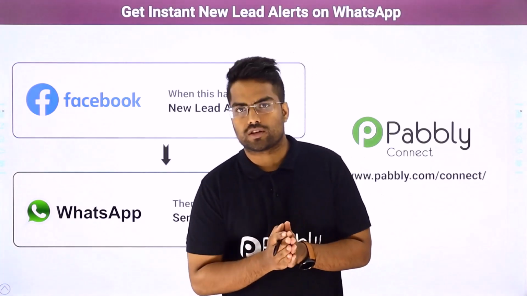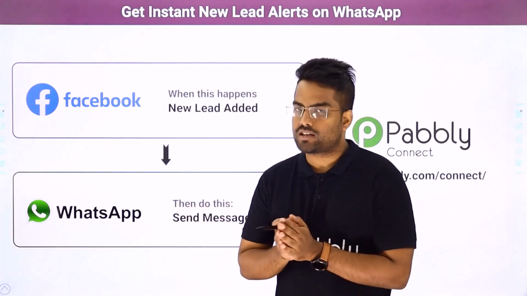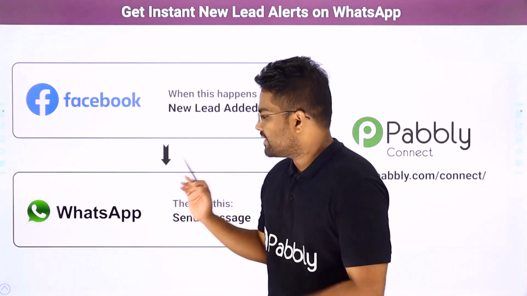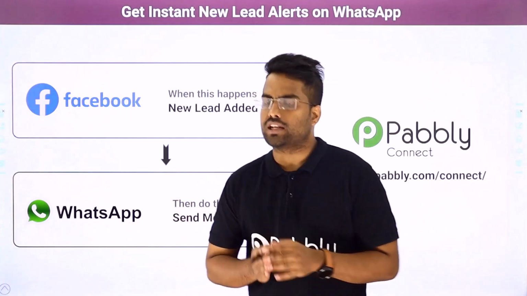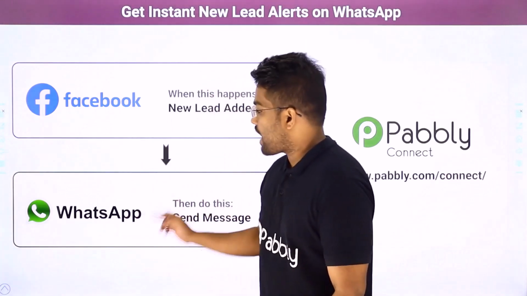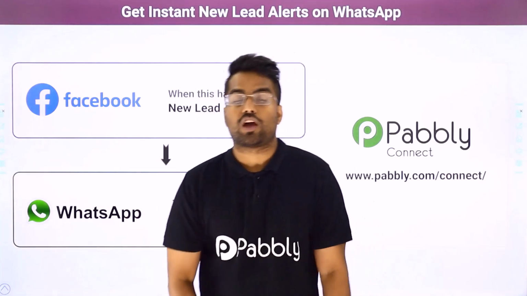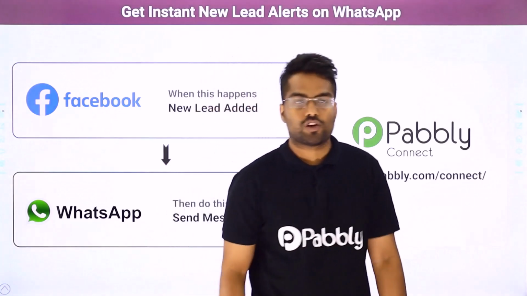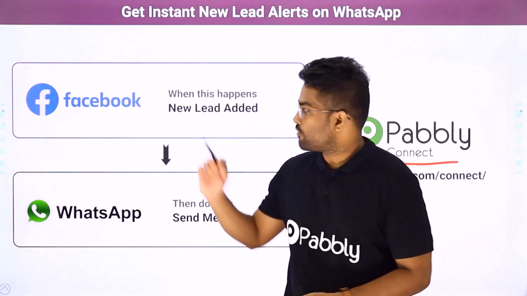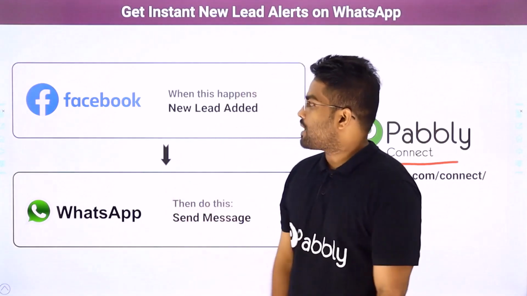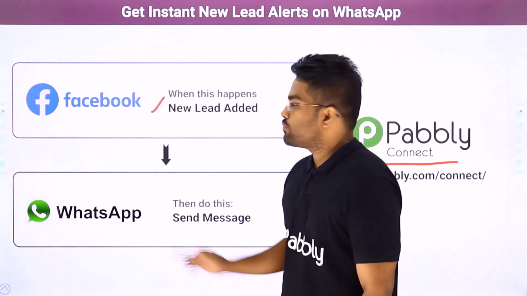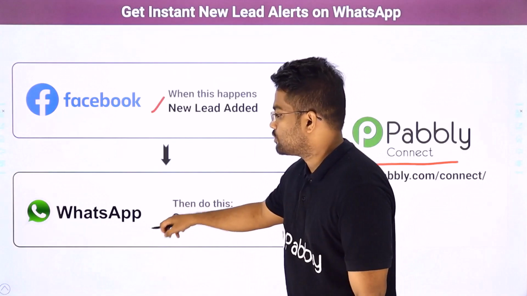So what you really want to do here is, whenever there is a new lead created from your Facebook lead ad forms, you want an automatic WhatsApp alert, and this WhatsApp alert will contain the details of the lead. Now the problem here is, there is no active integration between Facebook and WhatsApp. So in cases like these, we have to bring an integration and automation software called Pabbly Connect that will integrate Facebook and WhatsApp. So what Pabbly Connect will do is, anytime there is a new lead created in Facebook, it will automatically send a WhatsApp message to you.